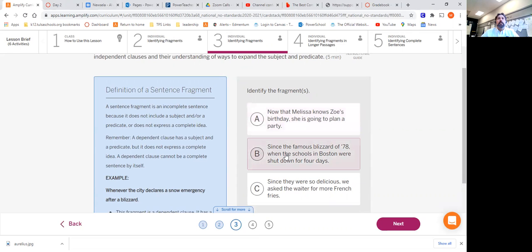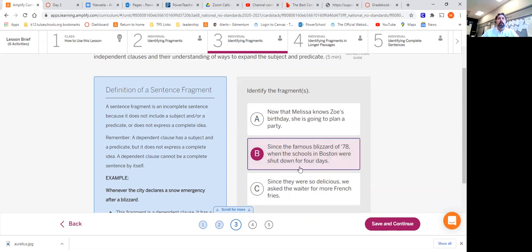That's fine. "Since the famous blizzard of '78, when the schools in Boston were shut down for 4 days," that is just a dependent clause, right? This first one here is description. This is a dependent clause. We know we don't have an independent clause. We don't have any action and subject by themselves.